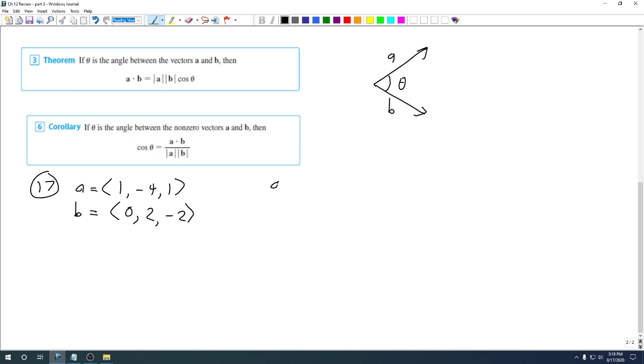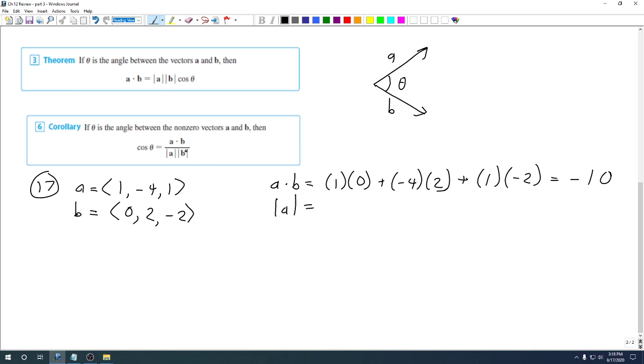So we're going to compute the dot product. That means we'll take 1 times 0. Then we add -4 times 2, so our y components. And then our z components, so we have 1 times -2. Of course, the first term becomes a 0. We have a negative 8 and a negative 2. So ultimately, we get a negative 10. That actually tells us something about it already, but we'll get to that.